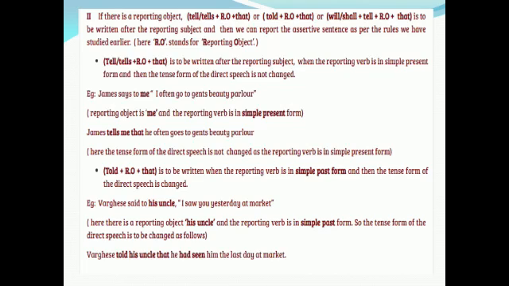Which tense is it, children? It is simple past tense. So obviously when the reporting verb is said, this tense will change to past perfect tense, because past tense changes to past perfect tense as we have studied in the rule earlier in previous videos. So here the sentence will become, Vergis told his uncle that he had seen him the previous day at market.